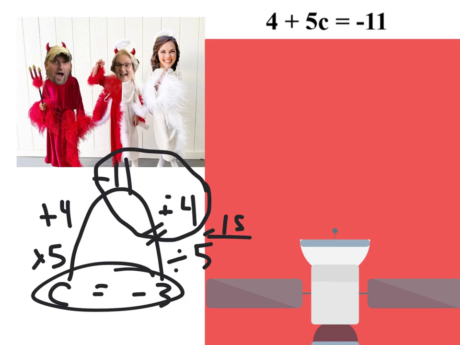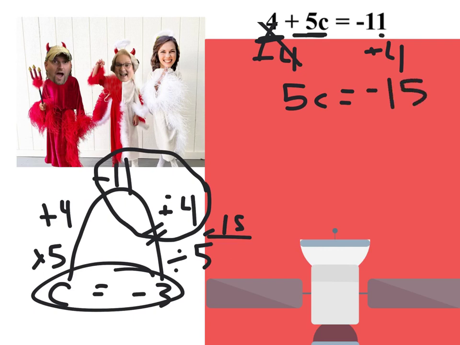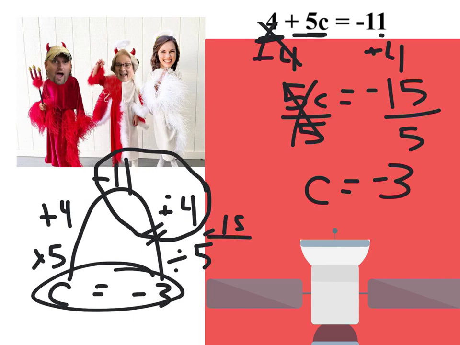Here's what it looks like in cancellation. They did this, then this, so that's the one I undo first. I subtract 4 from both sides. They cancel out, so now I have just a 5C on this side and I have a negative 15 on this side. They multiplied by 5, so I'm going to divide by 5 to undo what they did. Those cancel out, and you're left with C equals, one negative makes it negative, C equals negative 3.